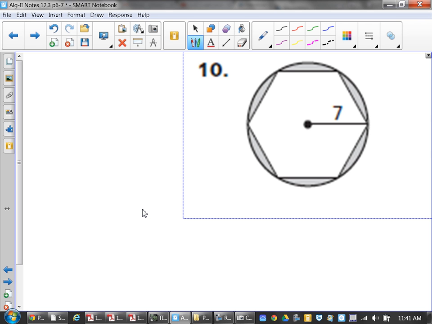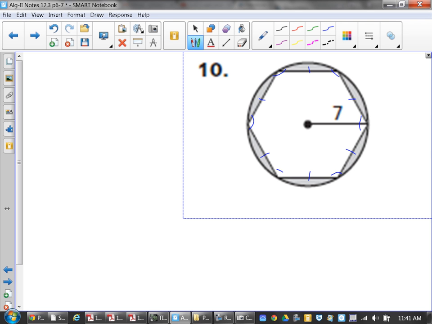We know that all the outer edges are the same. We know that all the sides are the same. We know all the base angles are the same. What are the base angles here? All the base angles are 120. Are we going to know that? You have to remember how to find it. It's n minus 2 times 180 over n.